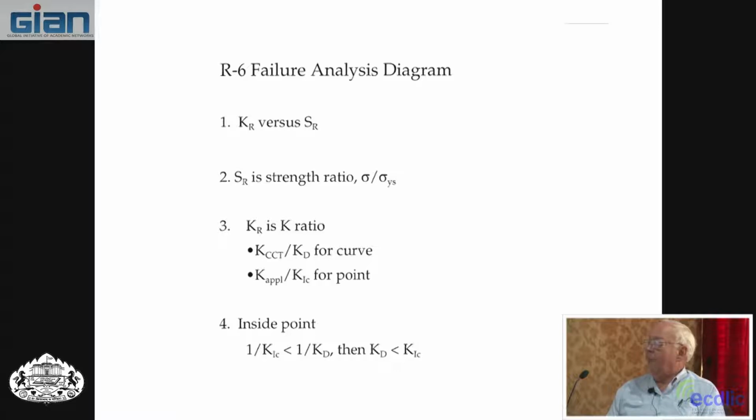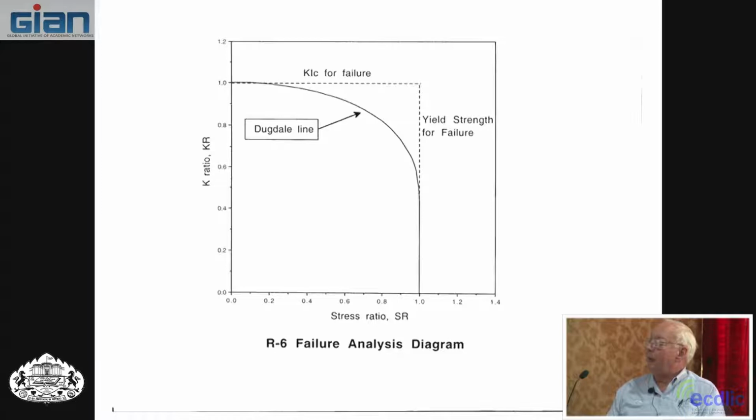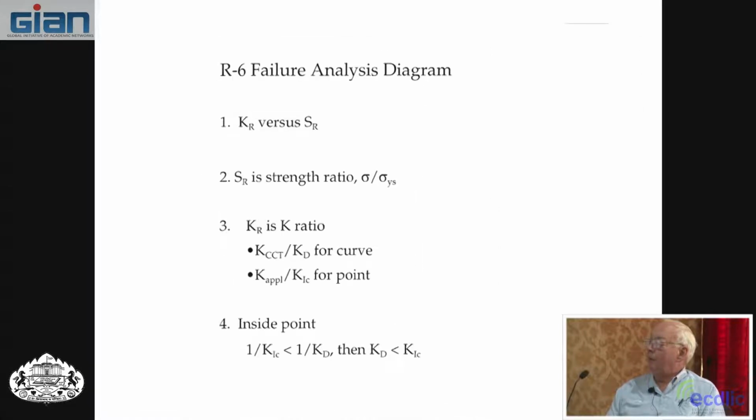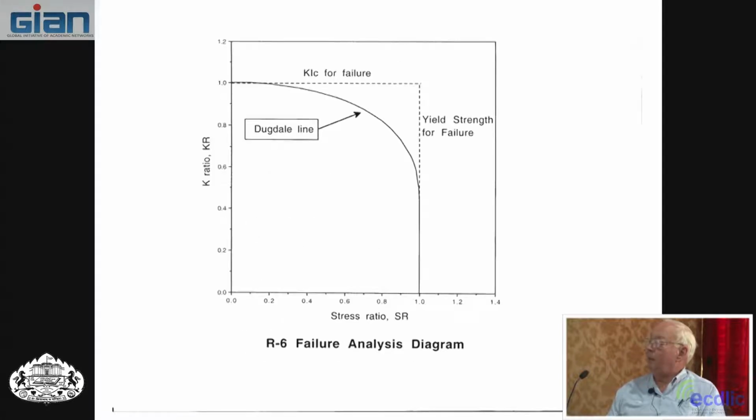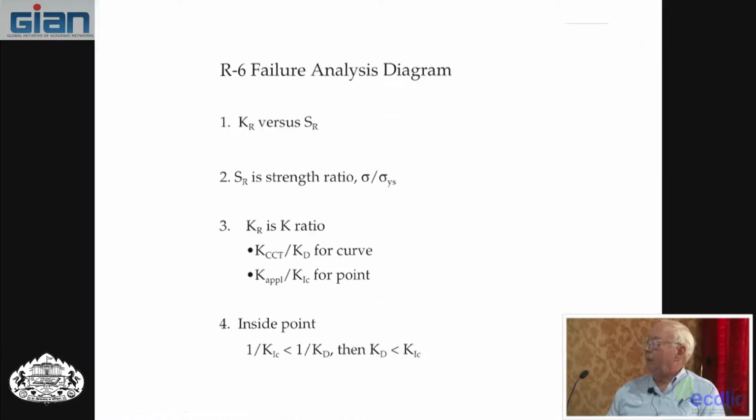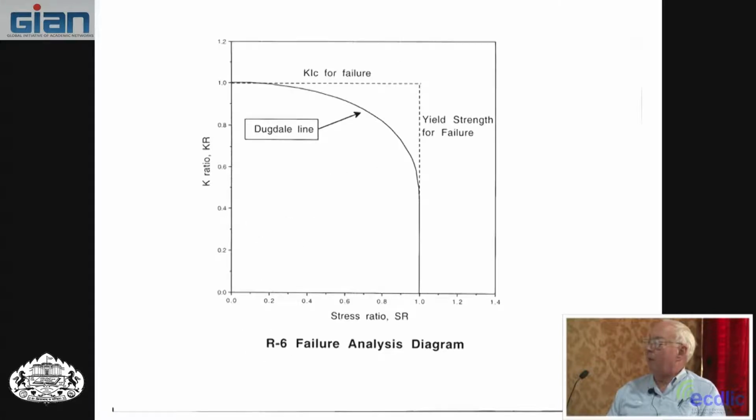And show you a picture of it. Here's how the Dugdale line looks. If you were doing one parameter at a time, you might do like this. The K ratio of 1 means then that K is equal to K1C. So if you take K equals K1C as the failure, that's okay. Or the stress ratio of 1 means you take the stress equal to the yield strength. So that stress ratio 1 means you have failure by yield. This K ratio of 1 means you have failure by fracture toughness.